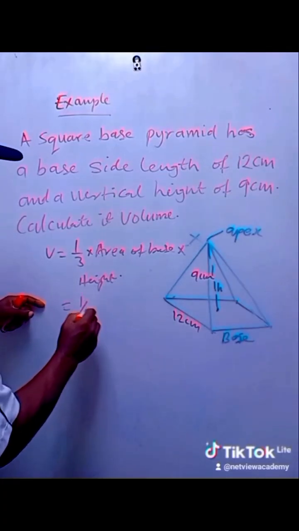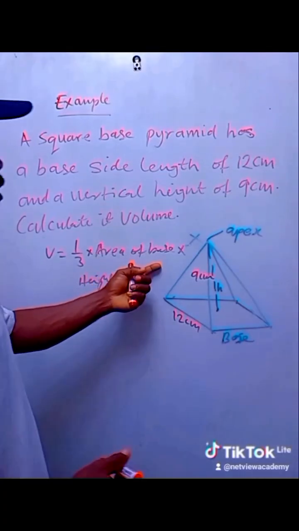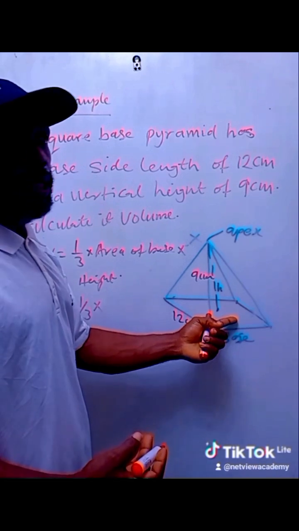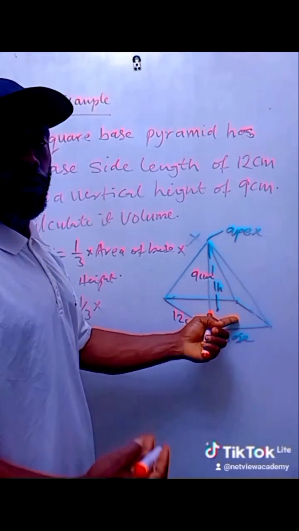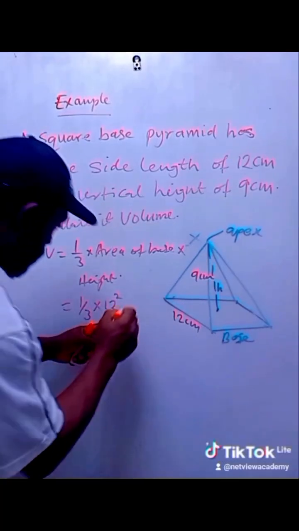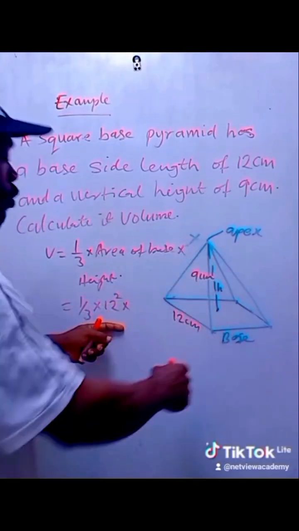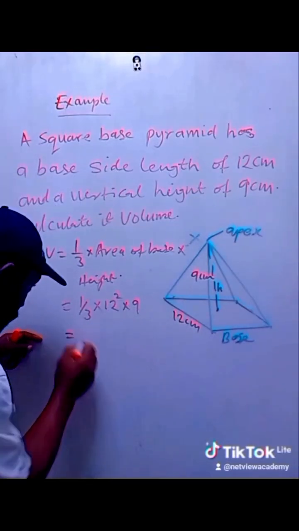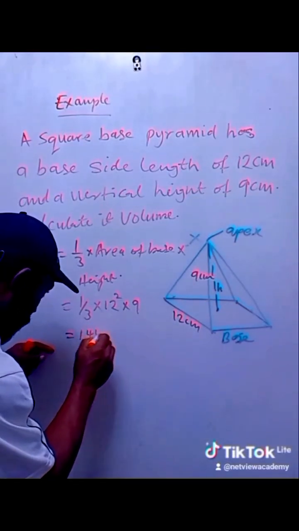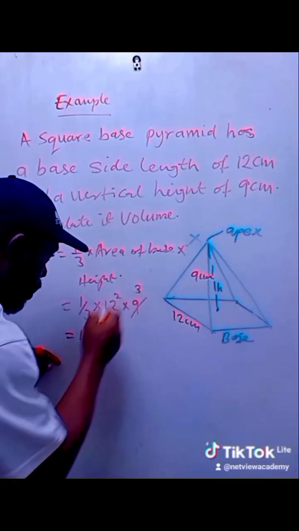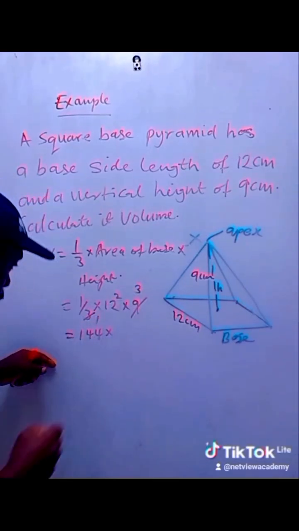Therefore, this is 1 over 3 multiplied by the area of the base. The base is a square. The area of a square is the square of the length of the base. Therefore, 12 squared multiplied by the perpendicular height of the pyramid, which is 9 centimeters. Therefore, this is 144 multiplied by 9 over 3. 3 will cancel out 9, and 3 cancels itself to give 1.